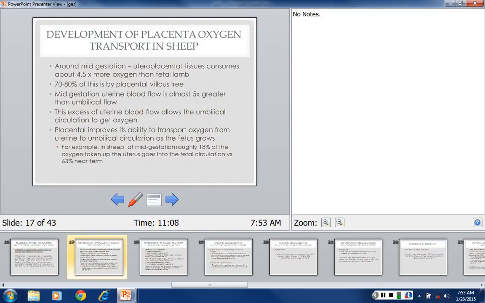So looking at sheep, around mid-gestation, uterine placental tissue consumes about 4.5 times more oxygen than the fetal lamb.